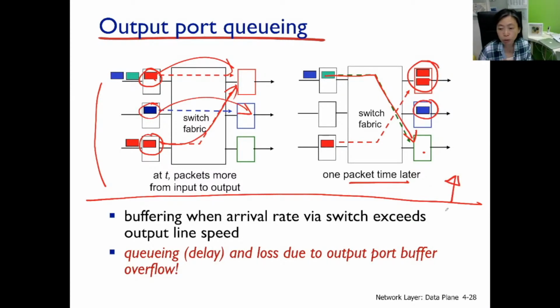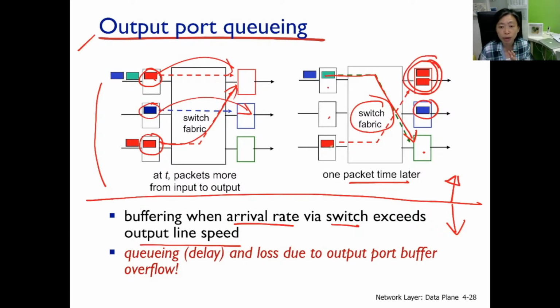Now let's come back to buffer management. We also need buffer management at the output port. And this is because the arrival rate through the fabric could exceed the output line speed. So the switch here is super fast, such as a non-output port contention router. Usually the packets can come in real quick.